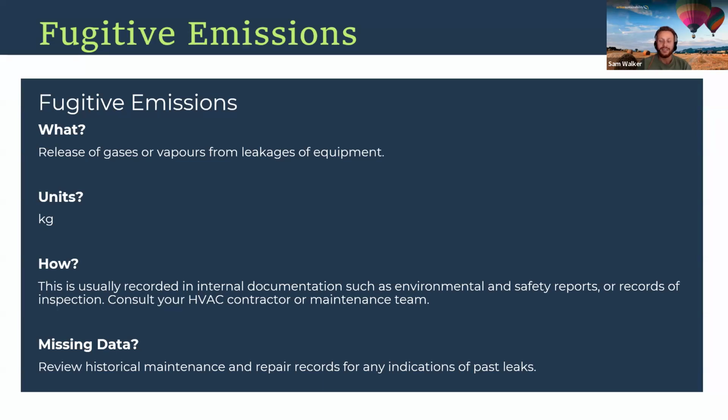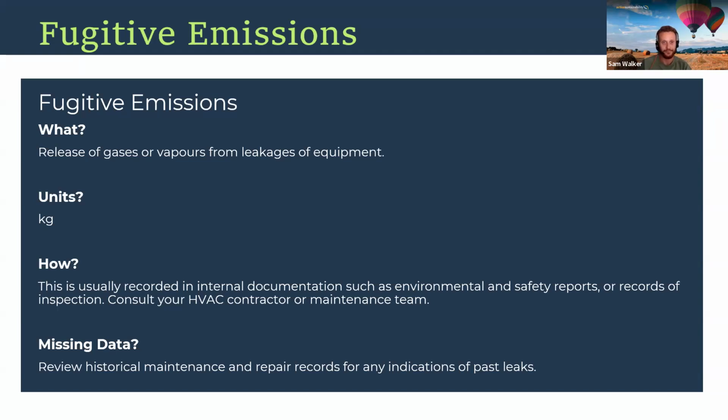If you're missing data on fugitive emissions in your company, you can look back at historical maintenance reports or repair records, and that should give you a good indication of past leaks or fugitive emissions. In this case, there should be someone within your organization who deals with that technical side a little bit more, or at least knows where the books are for the people who come in and do those checks for you.